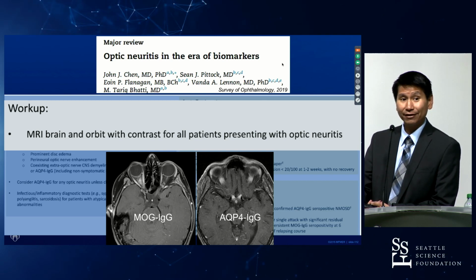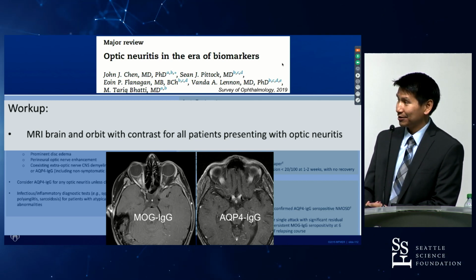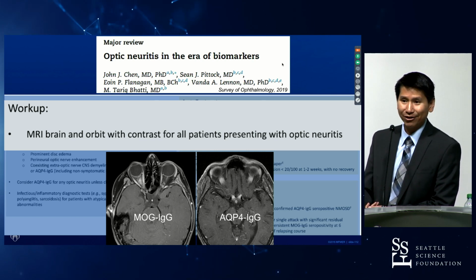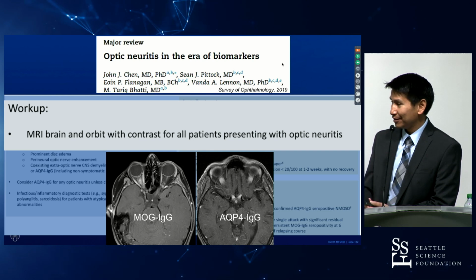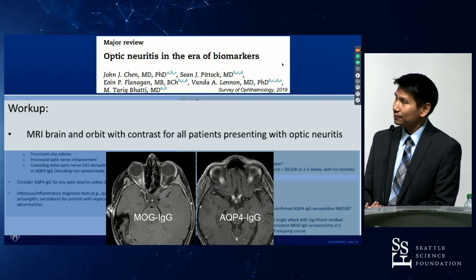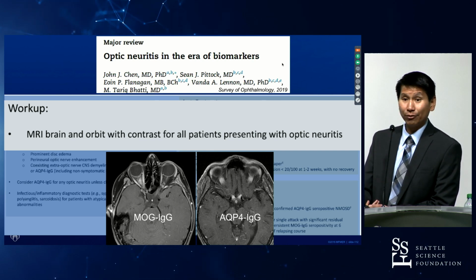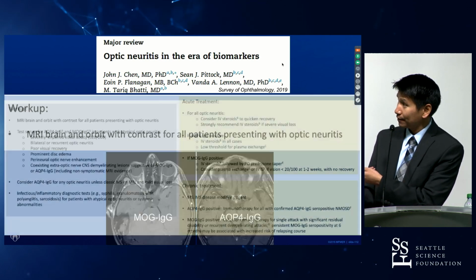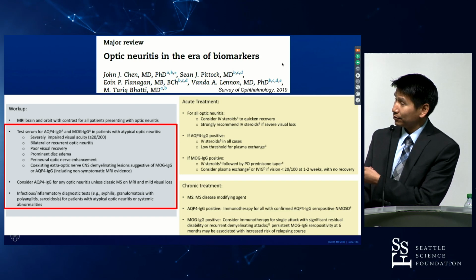But we'd argue now that we've got radiologic features that could suggest MOG or aquaporin 4, we would recommend getting an MRI of the brain and orbits, because if you see this perineural enhancement, that's not going to be MS, that's going to be MOG. If you see chiasmal involvement, that's probably going to be aquaporin 4. So again, for the workup, MRI brain and orbit.